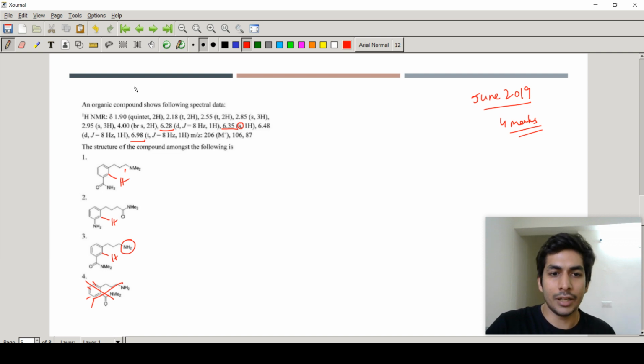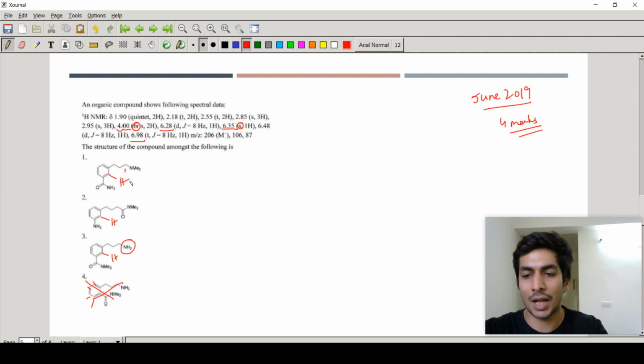All right, and here the value is given to you as 4.00, which is given as a broad singlet. Whenever you see this term broad, that only happens for acidic protons like your OH or NH protons, right?